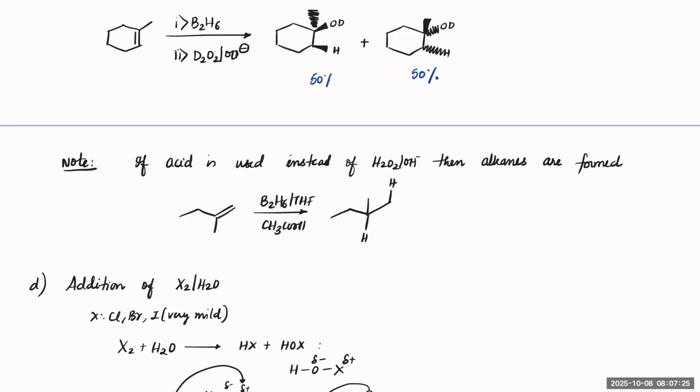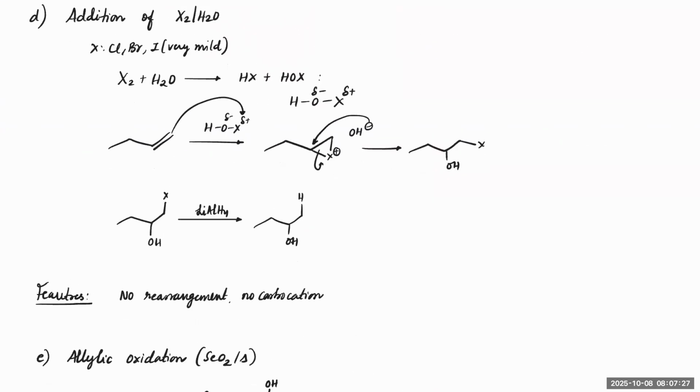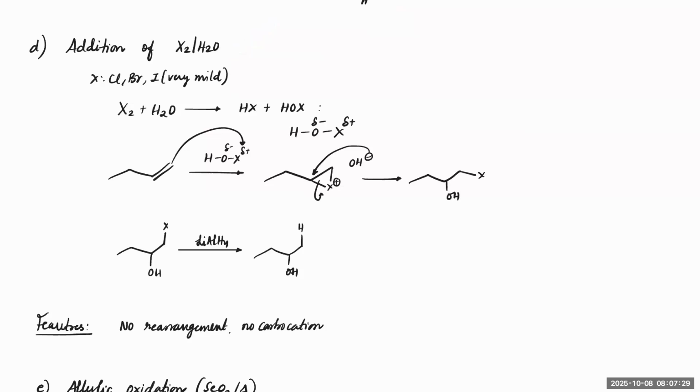Next, addition of X2 and H2O. X2 in H2O is HX plus HOX. HOX will have the pi bond attacking on X, relieving OH minus. Here also a bridge bond is formed. OH minus attacks on the more substituted side and you'll get this one. Clear? This is called halohydrin. This addition is called halohydrin formation.